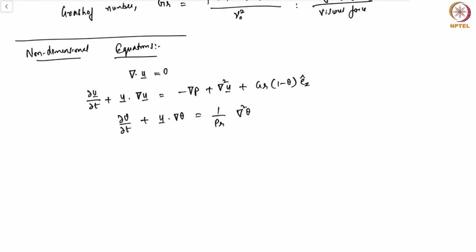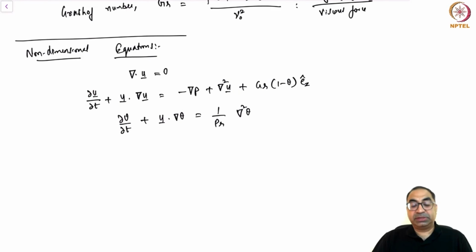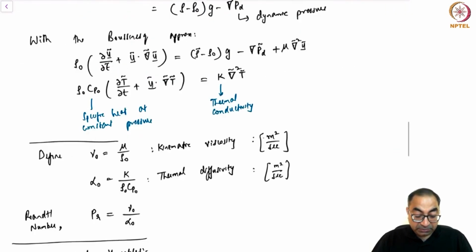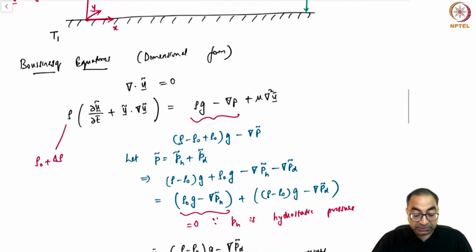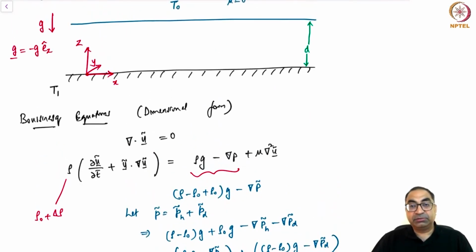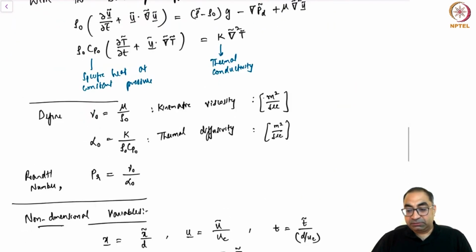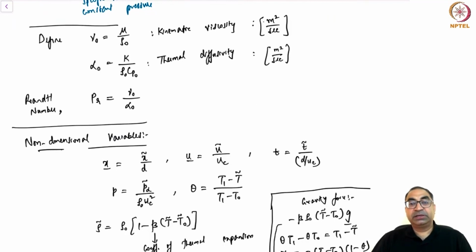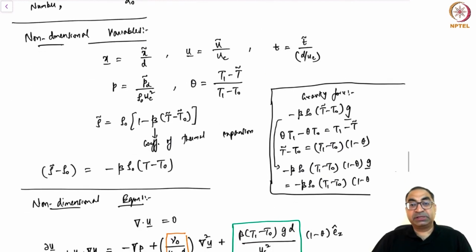So I think this is a good time to stop. What we have done in today's lecture is to start with the governing equations for the Boussinesq approximation, the governing equations for a fluid heated from below. We've written down the equations in non-dimensional form. Then we have defined some new parameters, primarily the thermal diffusivity alpha naught and the non-dimensional number Prandtl number, which is a ratio of kinematic viscosity to thermal diffusivity. And then non-dimensional variables have been defined.